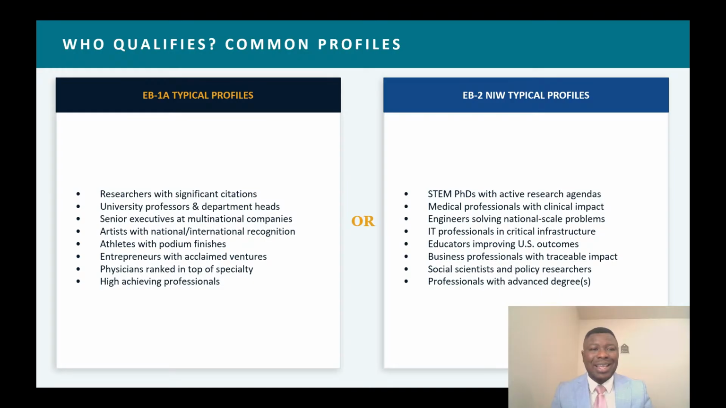Now, who qualifies? EB1 typical profiles are researchers with significant citations, although you could also be approved without citations, university professors, department heads, senior executives at multinational companies, artists with national and international recognition, athletes with podium finishes, entrepreneurs with acclaimed ventures, and physicians ranked in the top of their specialty, high achieving professionals.